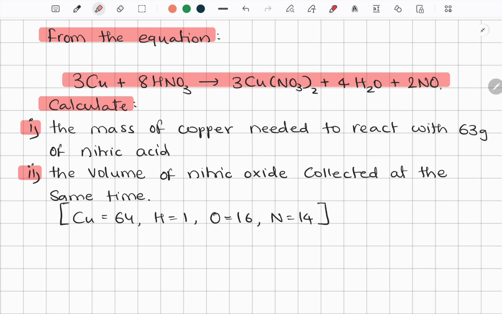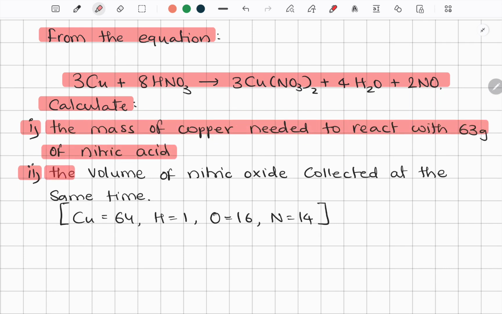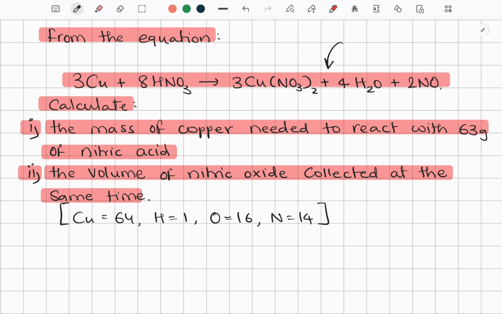The first part, we have to calculate the mass of copper needed to react with 63 gram of nitric acid, and in the second part we have to calculate the volume of nitric oxide collected at the same time. Whenever this type of question comes, first we write down the balanced chemical equation, but as it is already given, we're going to proceed with the calculation of molecular weight.